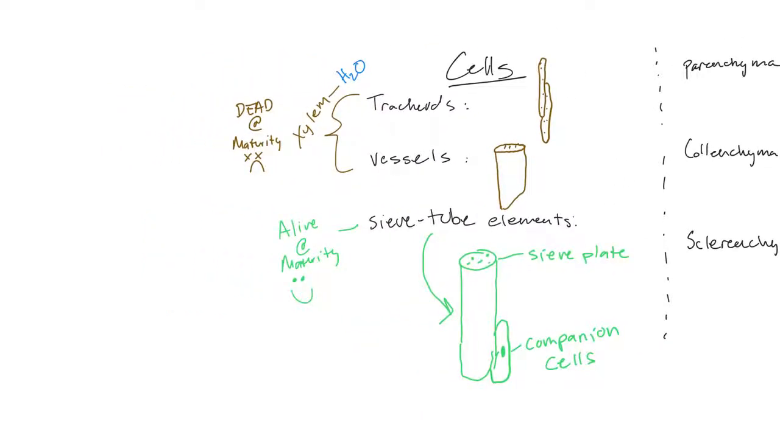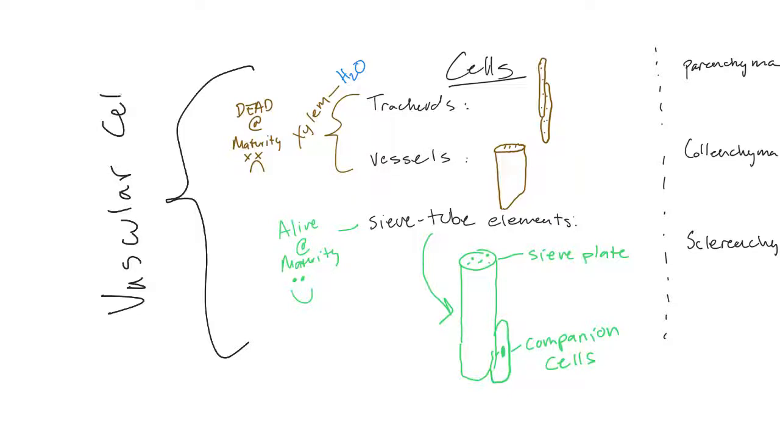All right, so these together are vascular cells, right? And so the tracheids and vessels make the xylem, and the sieve tube elements make the phloem. Together they make your vascular cells, your vasculature. Similar to blood vessels, but they aren't moving blood, they're moving water and sugars and anything dissolved in the water.